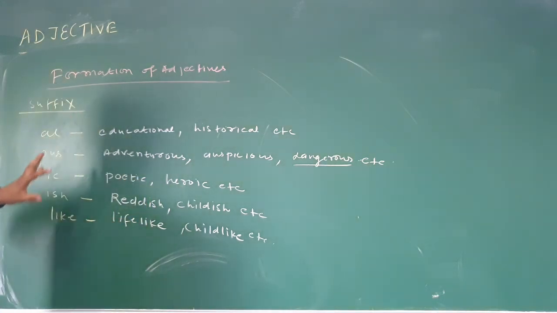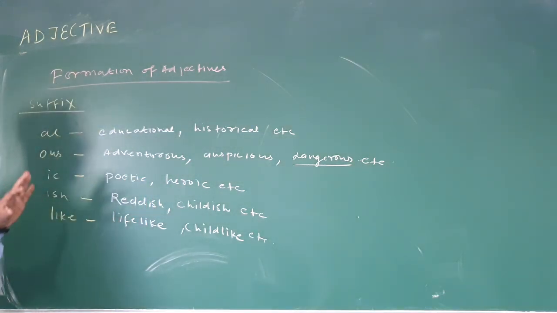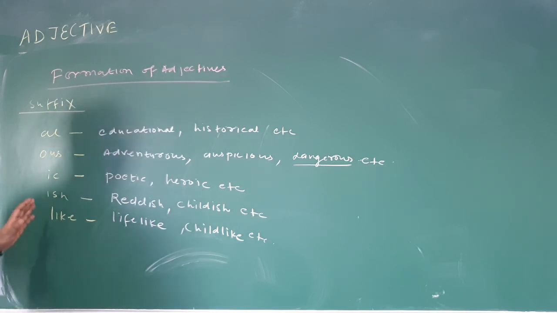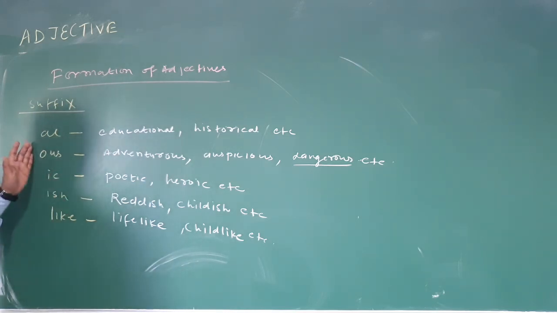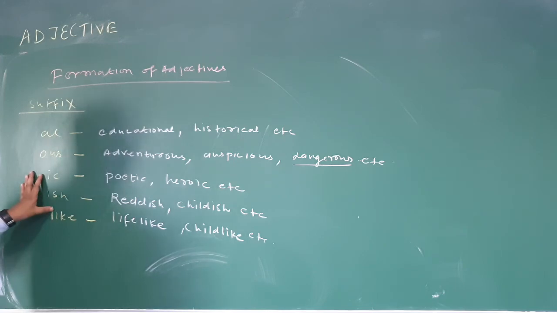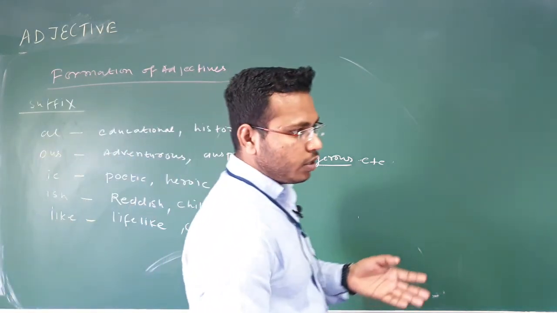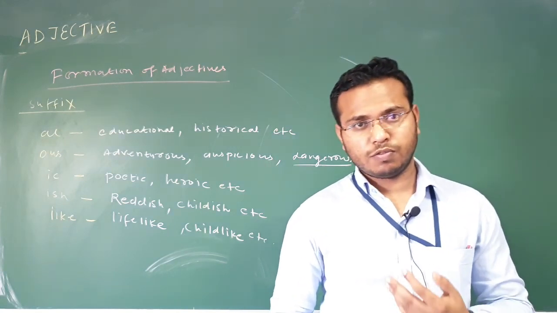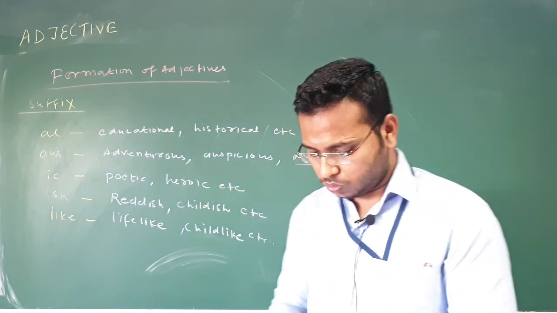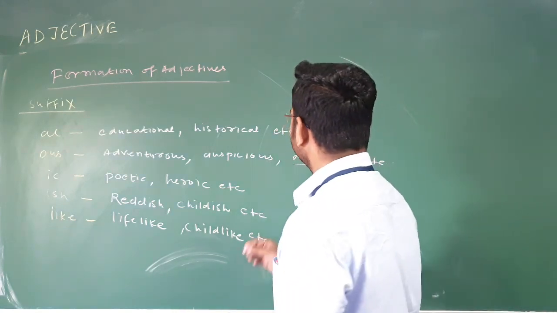So these are some, not all, basic tips and tricks that we can say to identify adjectives. There are also other suffixes possible. I am mentioning few of them. So now our adjectives part has finished. Now we will move on to the next parts of speech.